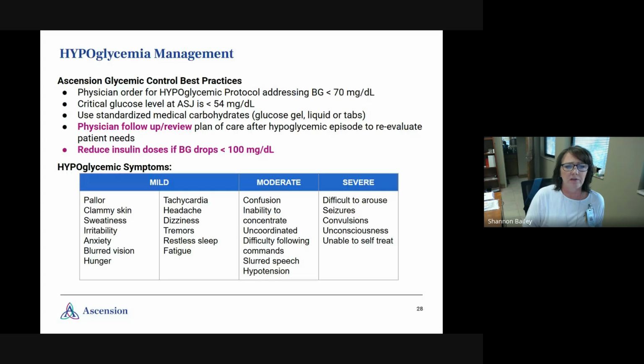And then obviously the physician to follow up and to review after a hypoglycemia event to reevaluate, hey, are they not eating well? Do we need to adjust the diet? Should we decrease the insulin? All that good stuff. You can see the symptoms of hypoglycemia. You guys are probably well adept at knowing when your patient's having a low, but I will say that each patient is very different in terms of how they feel their lows. But these are the most common symptoms.